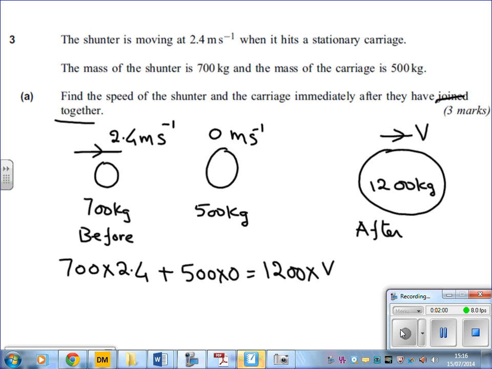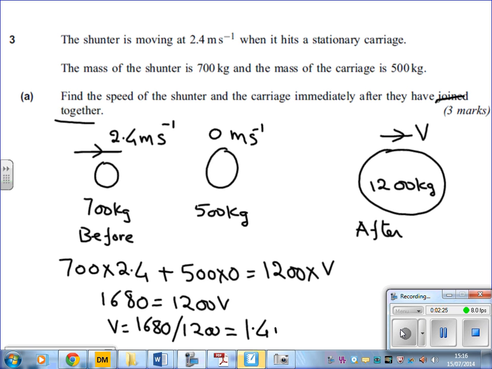So now you work out 700 times 2.4, which is 1680, equals 1200 v. So v equals 1680 divided by 1200, and that gives us 1.4 meters per second. So that is your answer to part 3A.